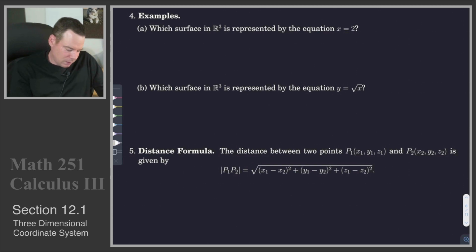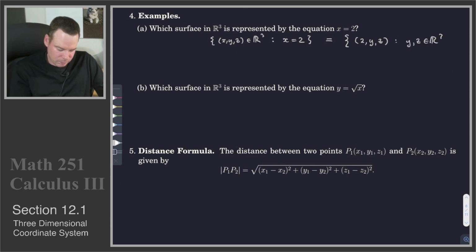Let's pause for a second and say, what is this thing trying to capture? Well, it's trying to capture the set of all points x, y, z in R3 such that the x component is 2. So in other words, this equation represents the set of all points 2, y, z, such that y and z are both real numbers. What is the set of all points where the x component is 2 and y and z could be anything? It might be easier to sketch this first.